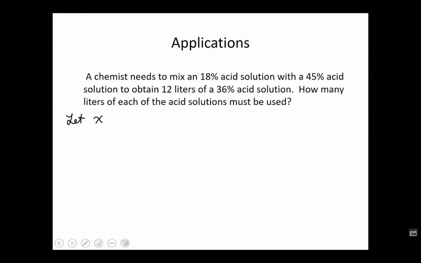We're going to let x represent the number of liters of the 18% acid solution, or the number of liters of the 18% acid. Y we're going to let represent the number of liters of the 45% acid solution.